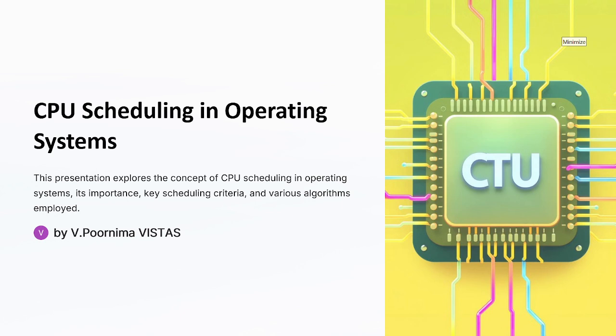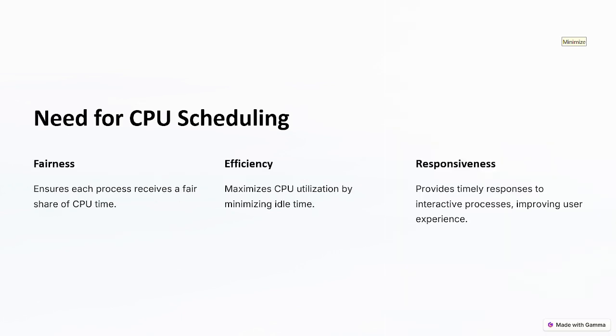CPU scheduling is the process used by the operating system to decide which tasks get to use the CPU at a particular time. This is important because the CPU can only execute one task at a time, but there are usually many tasks that need to be processed.